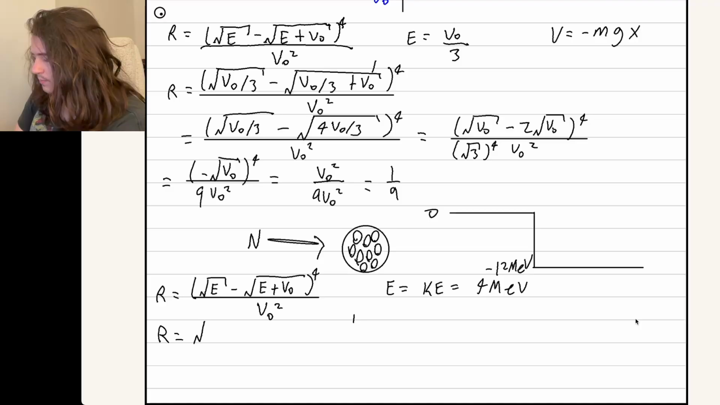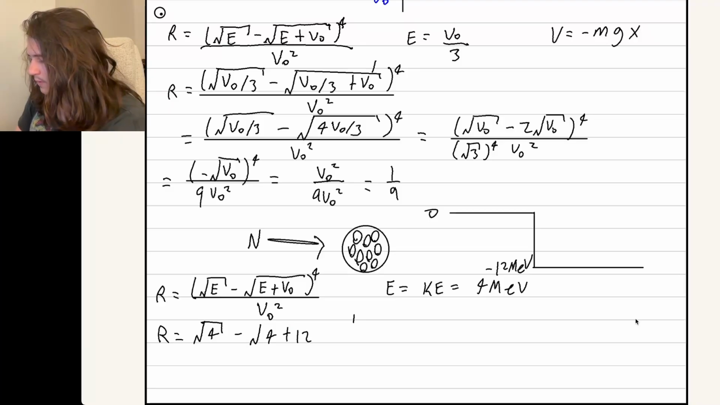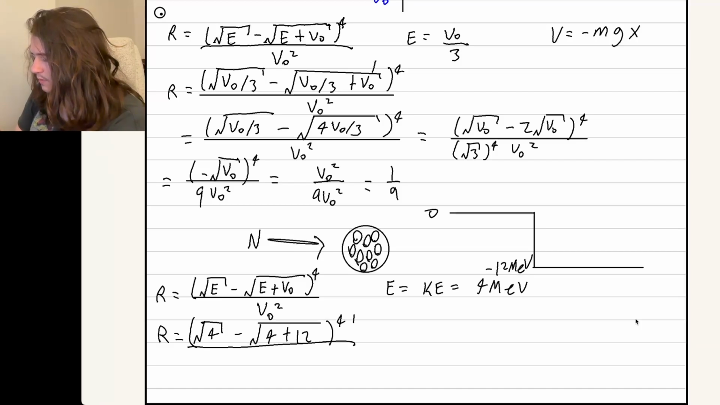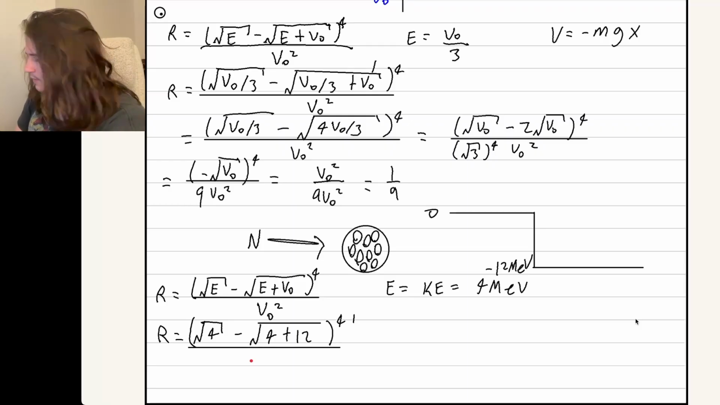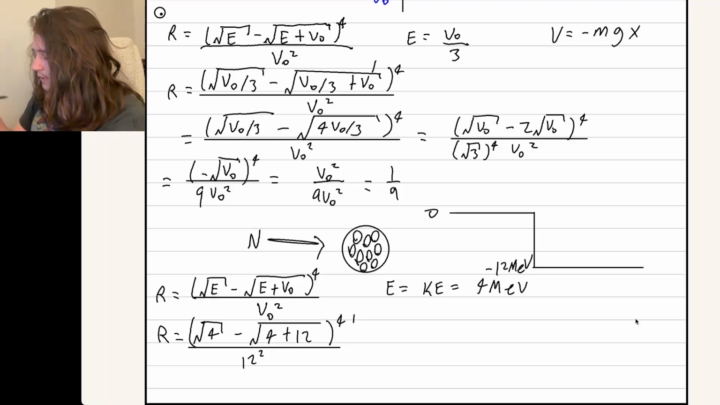So we have R equals root 4 minus root 4 plus 12, all in units of mega electron volts. And so we get a unitless answer. This is, no, it's 12 squared. So that's going to be your reflection coefficient.